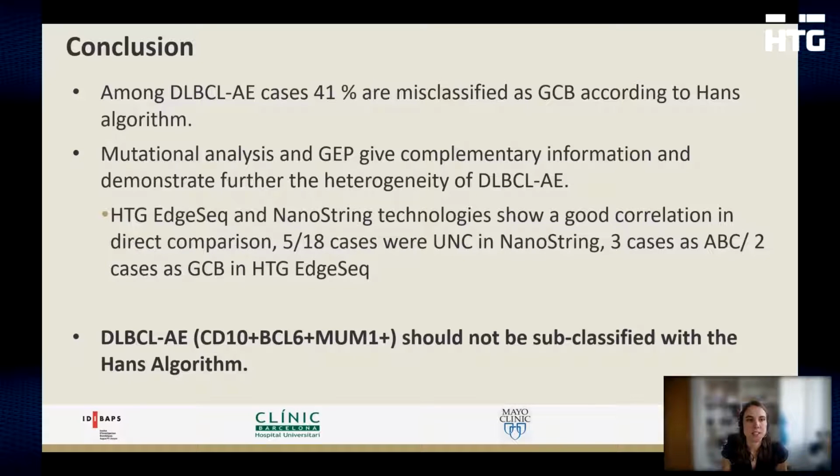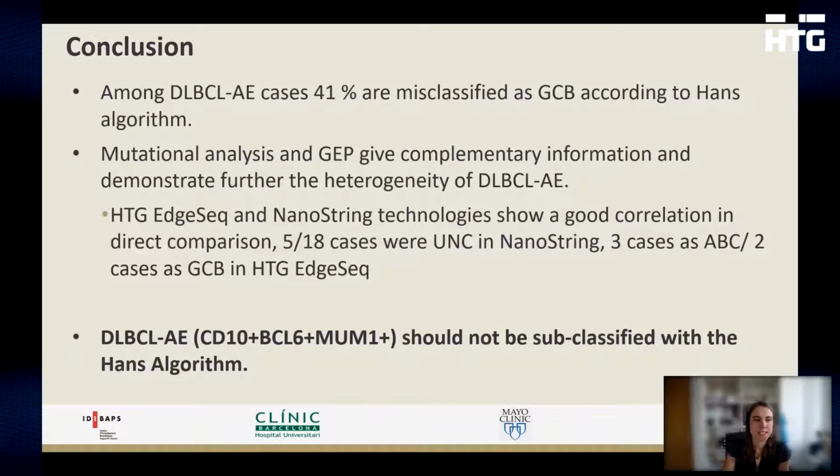The HTG EdgeSeq and nanostring technologies showed a good correlation and direct comparison. 5 out of 18 cases were unclassifiable with nanostring. Those cases were either ABC or GCB type in HTG EdgeSeq platform. But I want to stress here that this study was not designed to compare the two gene expression profiling methods, but we saw a good correlation and direct comparison. Again, I want to stress nanostring seems to be more stringent in the classification of cases, and HTG rather tries to push the cases into one of the categories ABC or GCB.